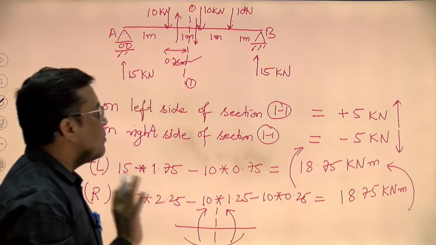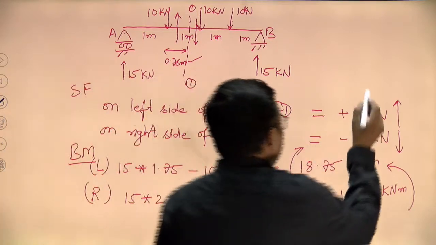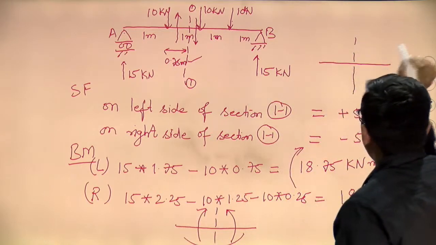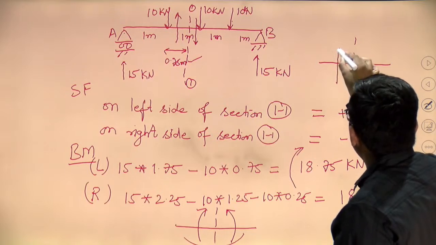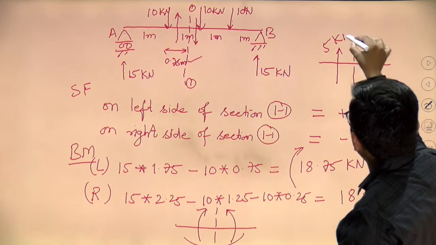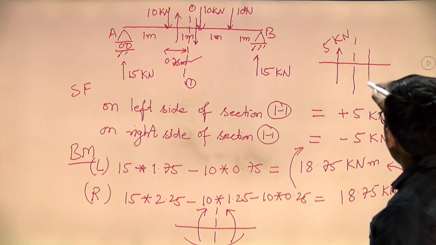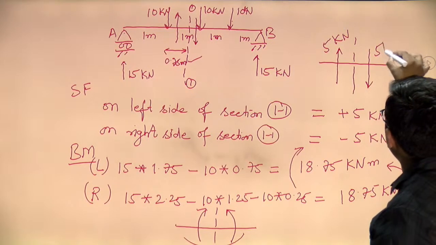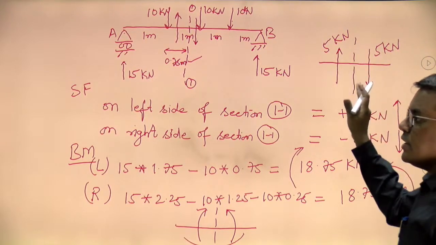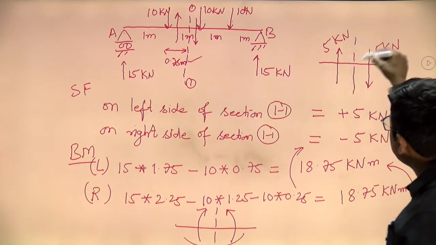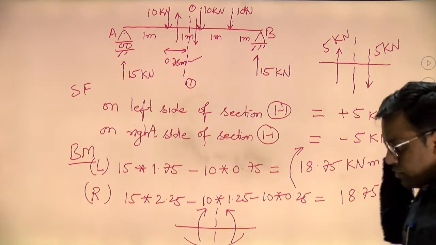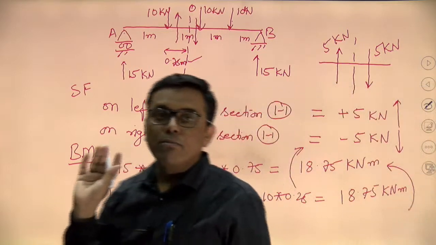Similarly, for the shear force also, again I am explaining here. This is our section plane. This is 5 kilonewton upward on the left side. This is 5 kilonewton on the right side. So what will it try to do? It will try to create a shearing action at this particular section plane in the beam. So this is what shear force and bending moment are.